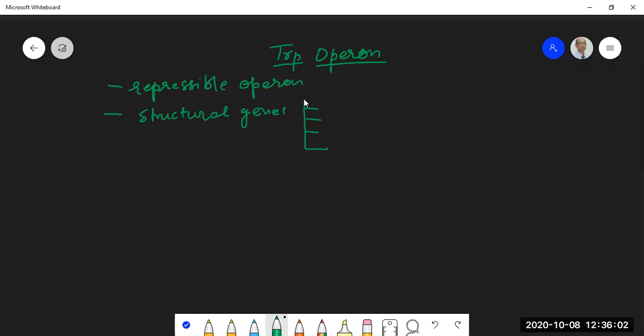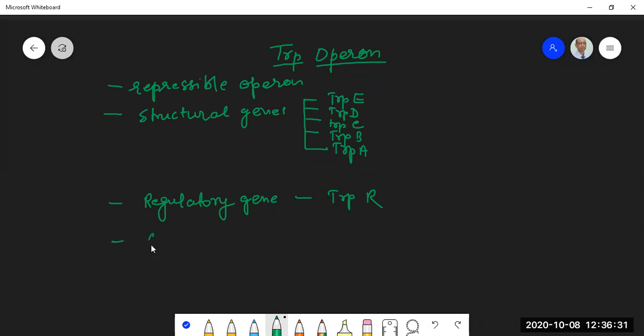And the names of those structural genes are TRPE, TRPD, TRPC, TRPB, and TRPA. And there is one regulatory gene also, upstream of the structural genes, and that is called TRPR.